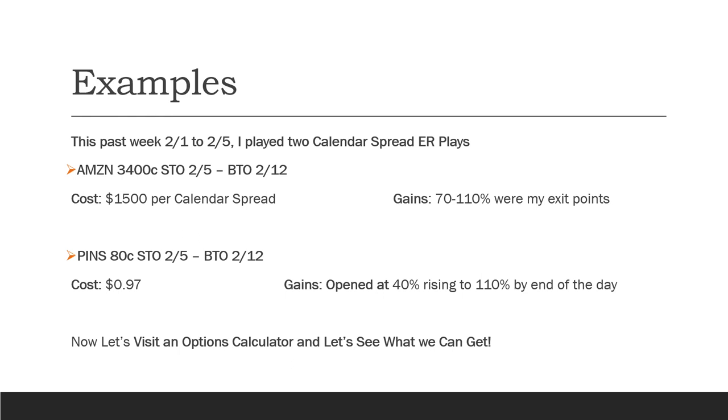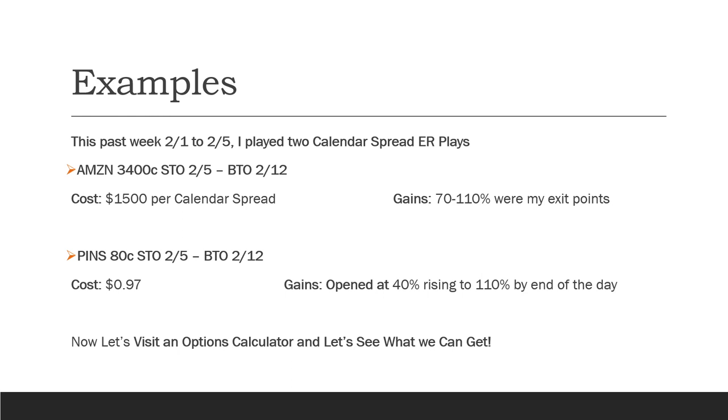So if there's an event on, say, Thursday evening, which is, for example, the Pins play that we had earlier this week, and I have it here, right? We can get a lot more out of it if it goes our way. Okay. So the two plays I took this week for calendar spread ER plays: Amazon 3,400 call. I sold to open the 2/5 3,400 strike, and I bought to open the 2/12 3,400 strike. It cost me $1,500 per calendar spread, and my gains were between 70 to 110%. Those were where I exited the play.